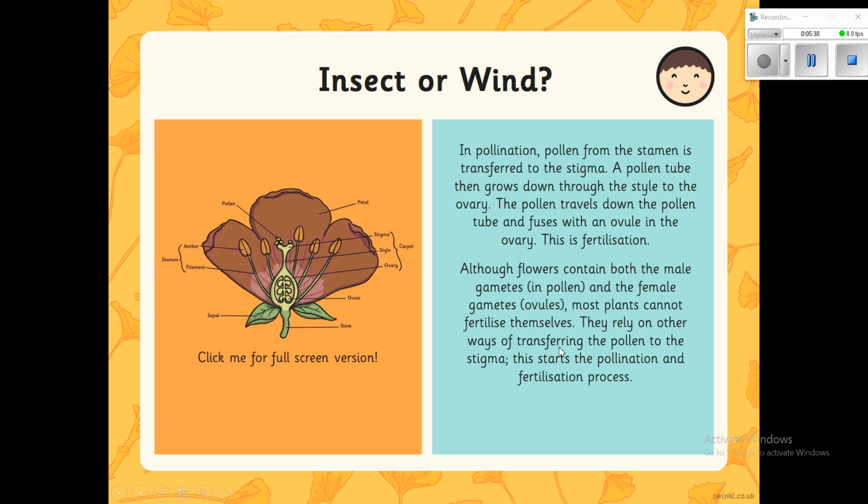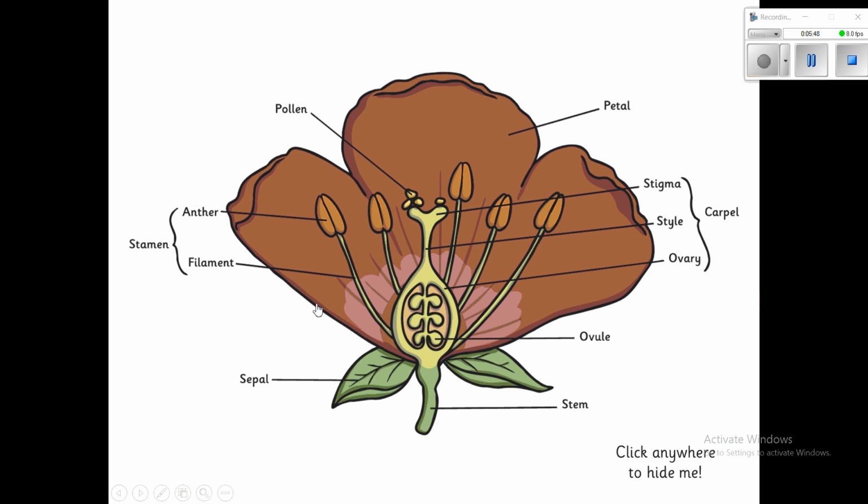They rely on other ways of transferring the pollen to the stigma. This starts the pollination and fertilization process. Two ways that flowers can be pollinated are by insect and wind, which is what I've described to you here. So what I'll do, I'll go through it one more time with you in case you're a little bit confused.